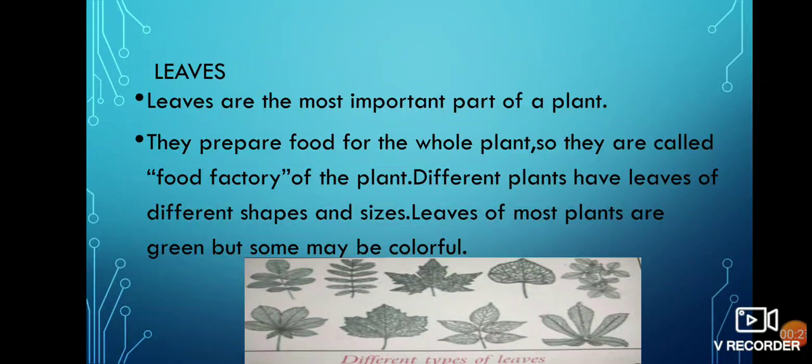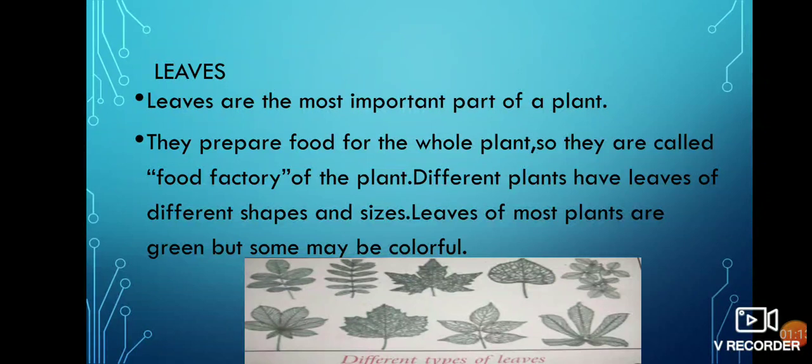Have you seen leaves? Which color of leaves are there? They are green in color. Leaves are the most important part of a plant. A plant cannot be without leaves. And what is the color of leaves? Green. Why are they green? Do you know? They are green due to the presence of chlorophyll. And due to having chlorophyll, they can prepare food for the plant. So they are called the food factory of the plant.